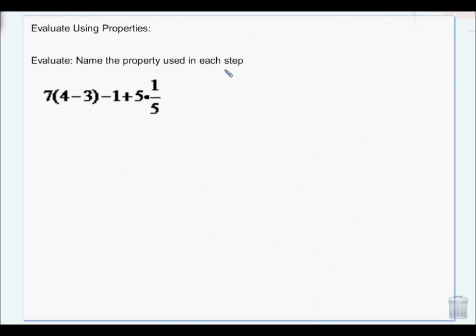We're going to evaluate this and we're going to use the properties named in each step. On a test, I won't expect you to name every property just to be able to evaluate, but we're going to go ahead and go through it. First, we do what's inside the parentheses. If you're taking 4 minus 3 and you're actually doing that process, our first step was actually substitution, because we substituted 1 for 4 minus 3 because they had the same value.